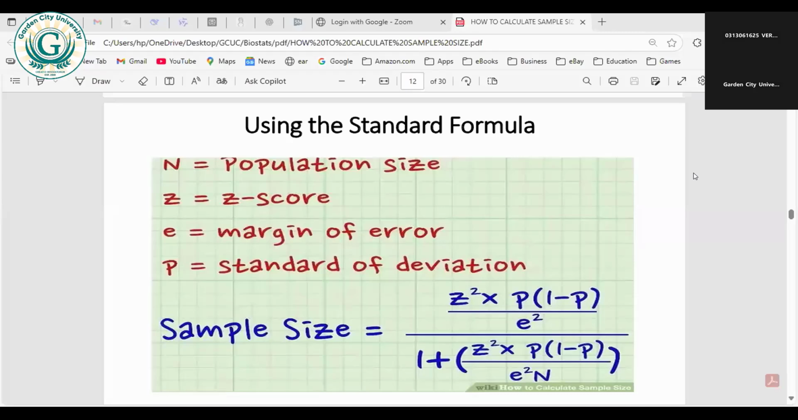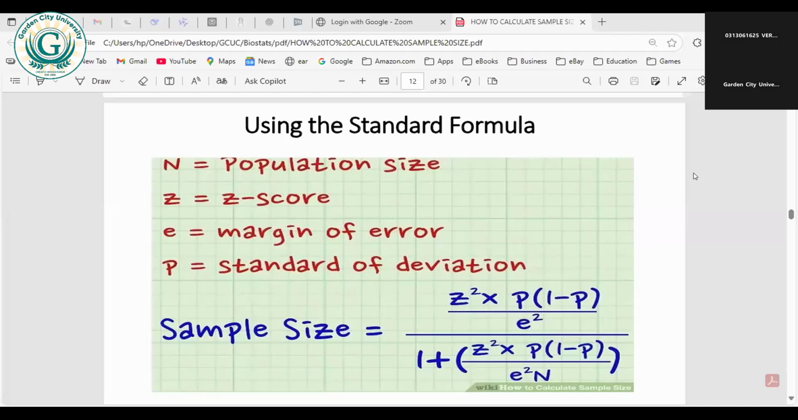Can you continue? Sir, please, what about the confidence level? Is it constant? Okay, go ahead, hurry up. Please, the confidence level, is it constant? Which one are you referring to? The margin of error.